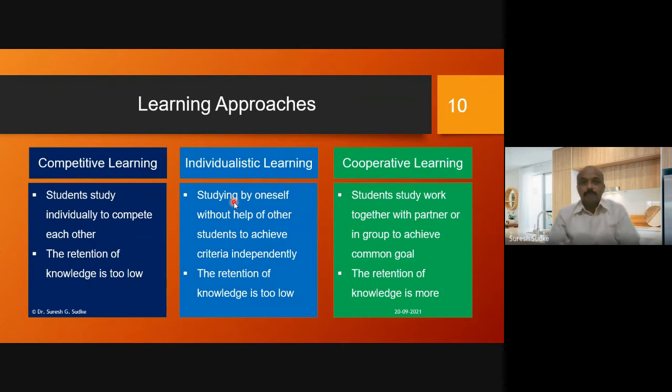But in cooperative learning, the students work together, and as they are working together with their partners, they are exchanging their ideas, and therefore they achieve the common goal. And the retention of knowledge in this case is much more.